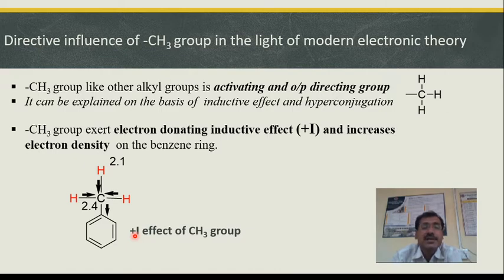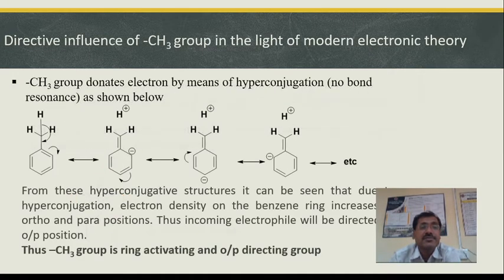Number two, there is a possibility of hyperconjugation. Hyperconjugation involves the overlapping of a pi bond with the adjacent alpha C-H bond. So this is the alpha C-H bond in the context of the pi bond. Now how it happens, we'll see in the next slide. So the CH3 group donates electrons by means of hyperconjugation. Hyperconjugation is also called no bond resonance or sigma bond resonance.